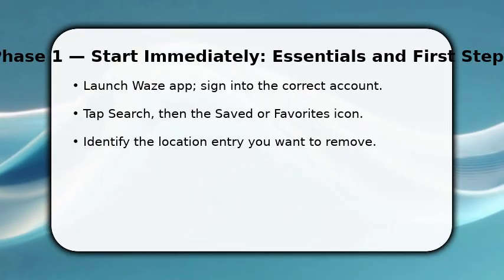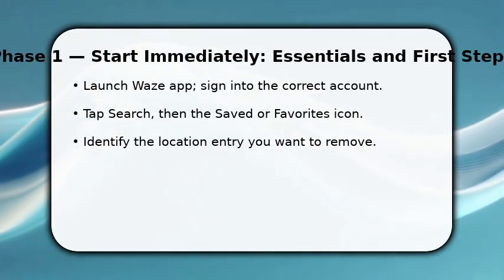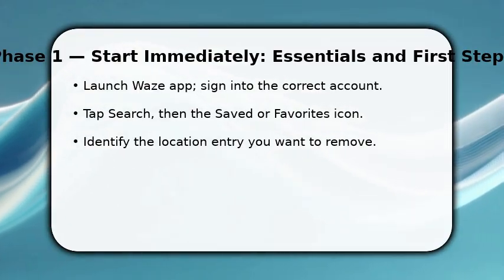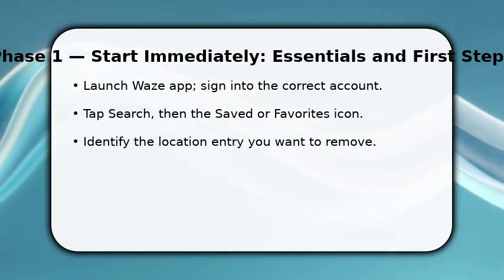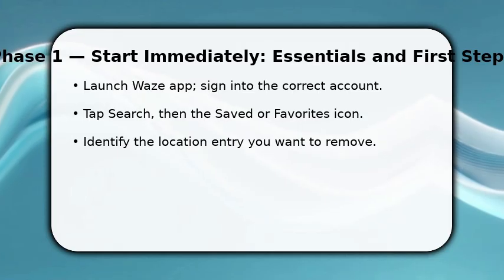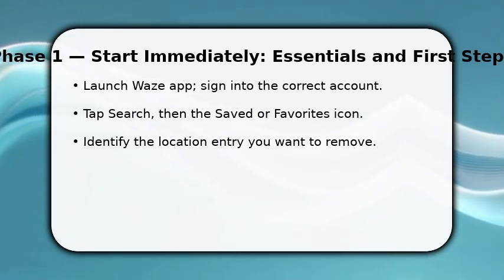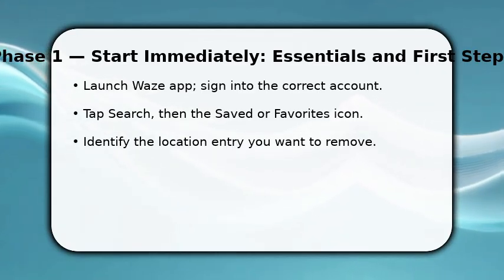You start by opening Waze and confirming you are signed into the account that holds the saved place. Tap Search, then choose Saved or Favorites so you see all entries. This ensures you delete the correct item. Once done, scroll or use the search field to locate the exact place name or address.